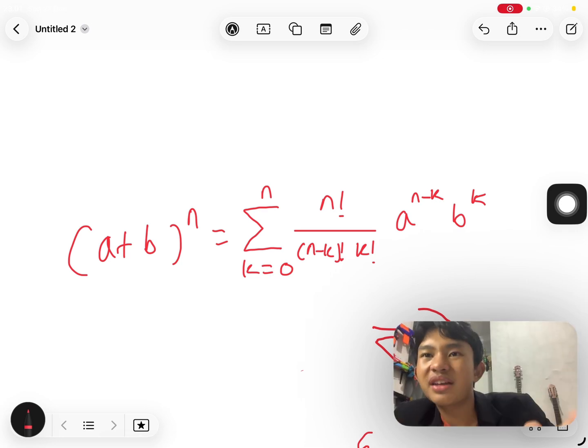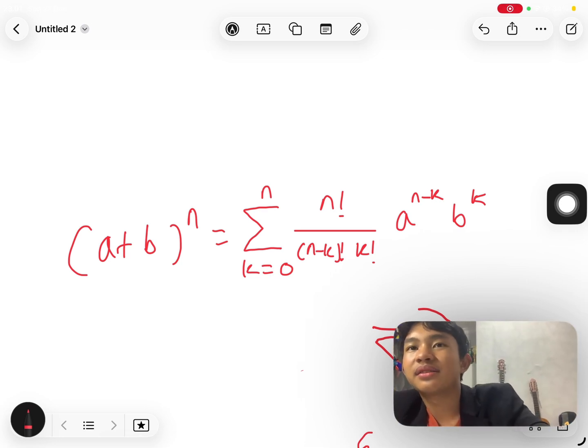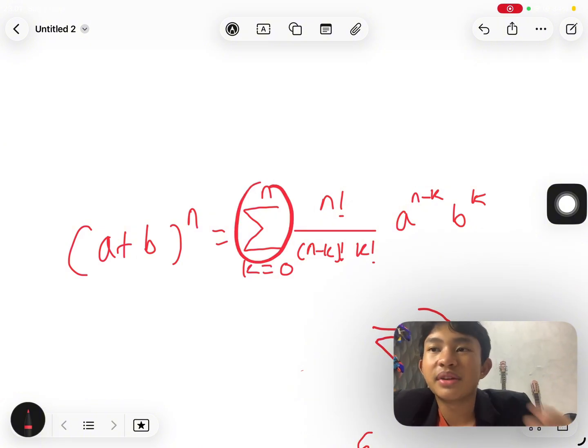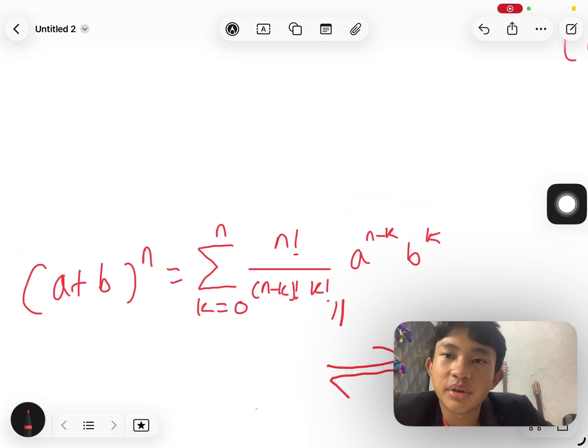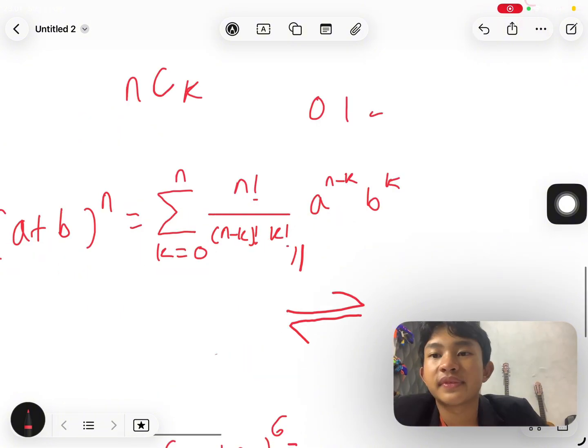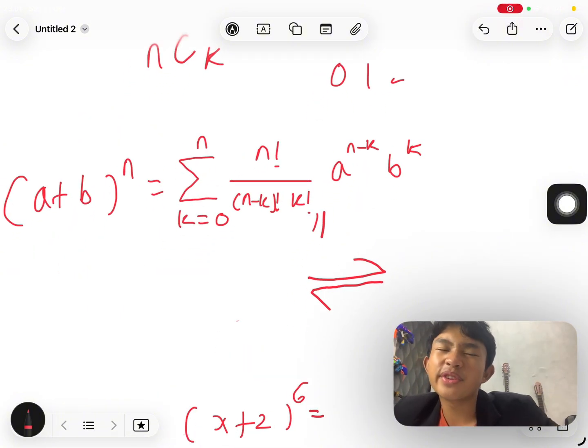Of course, it may look intimidating again, but it's actually really simple. This symbol right here just symbolizes that you sum everything, right? And then this is just the combination formula of n choose k for the coefficient. And then here we have a to the power of n minus k and b to the power of k. I like to think of this as a forward and backward motion, like in chemistry.